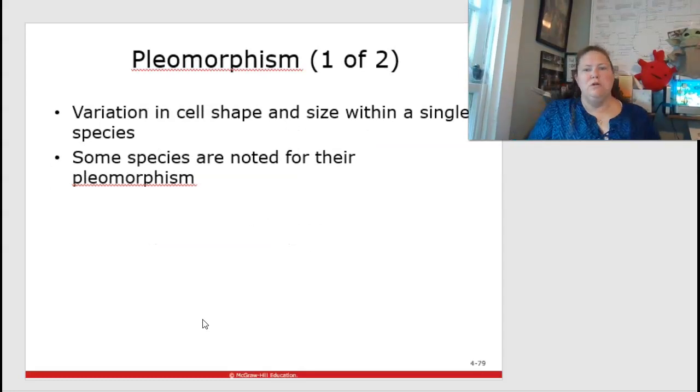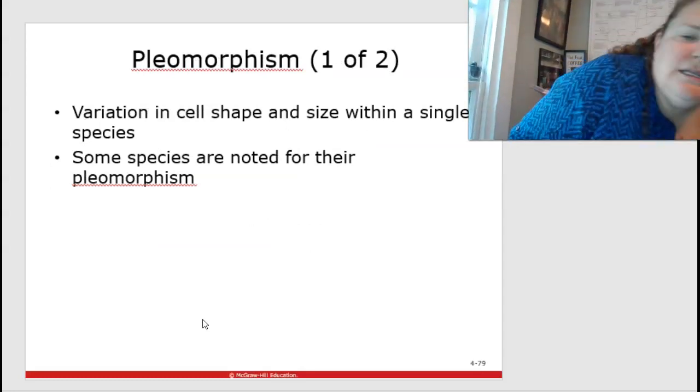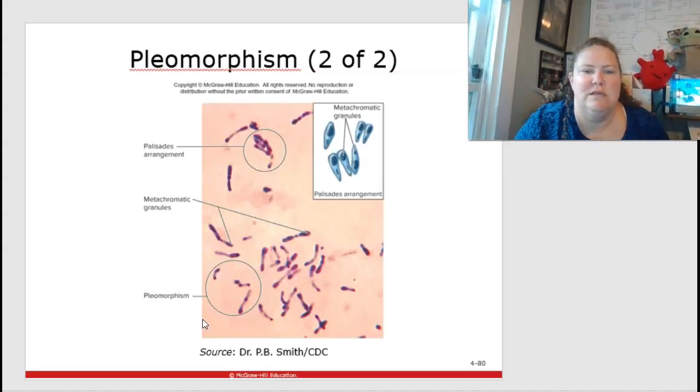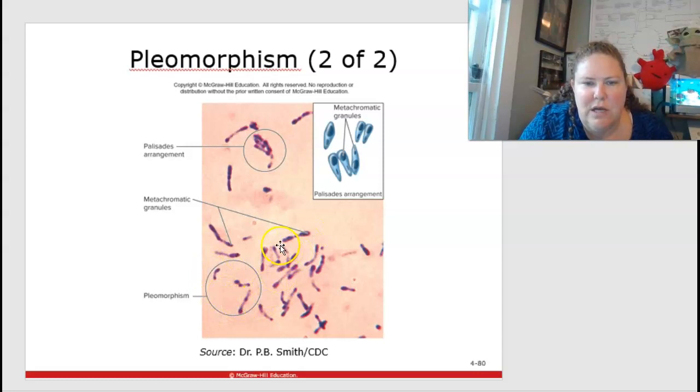We also have pleomorphism, and this is where they can vary in cell shape and size within a single species. Some species are noted for their pleomorphism, and this would be one example. We can have different granules, we can have rods, and you can have them be different shapes. Okay.